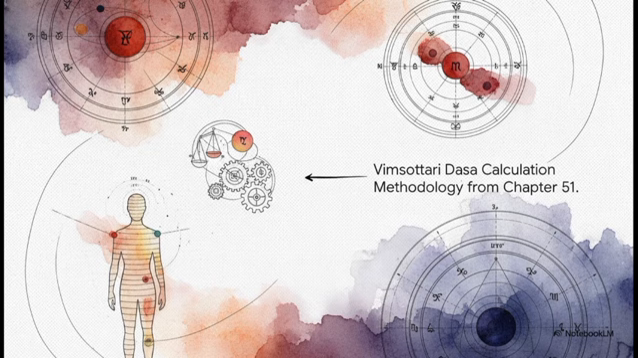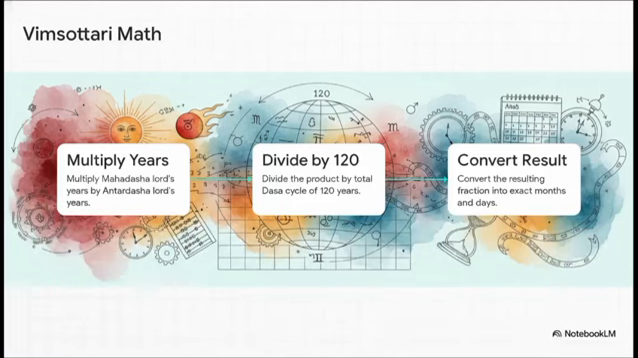You see, astrology here operates not just on symbolism, but on rigorous proportional fractions of a human lifespan. Let's break down the calculation. It's actually pretty straightforward. Step 1. You multiply the dasa years of the Mahadasha Lord, in our case, Mars, which is assigned 7 years, by the years of the Antardasha sublord, let's say the Sun, which is assigned 6 years. So 7 times 6 is 42.